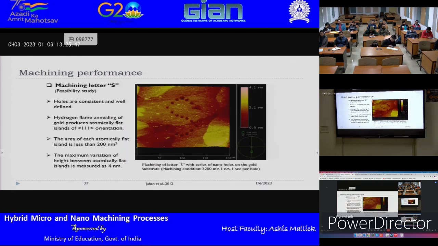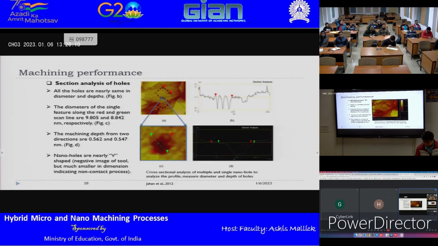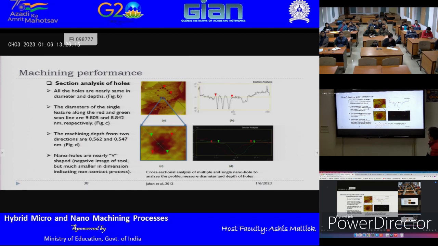So now here you see very good hole quality. I tried to machine just one letter with some holes, and you see those grain boundaries, right? All those are grain boundaries. This is grain, and all those are grain boundaries, and you can really see that all the holes came out very well defined. Now here we analyzed individual holes. When I take a line across three holes, you can see all the holes are the same depth.